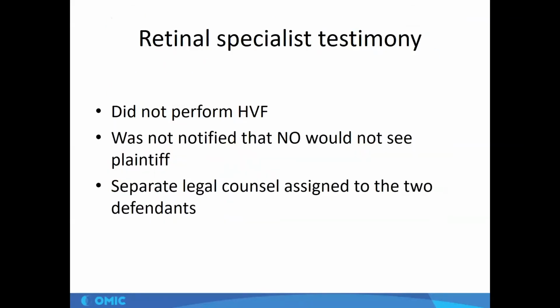The retinal specialist in his testimony said that the visual field was not performed at his office and said he was not notified that the neuro-ophthalmologist would not be seeing the plaintiff, and so separate legal counsel was assigned to these two defendants.